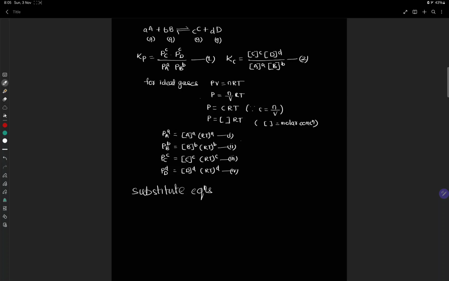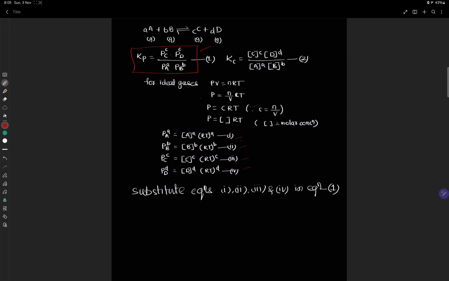Now substitute equations 1, 2, 3 and 4 in equation 1. Equation 1 లో sub equations 1 2 3 4 substitute చేయండి. Then substitute equations 1, 2, 3, 4 in this one.